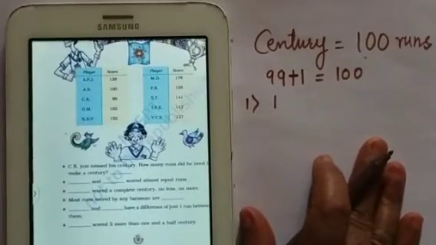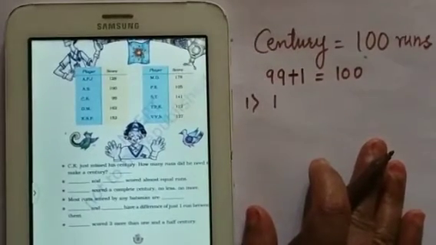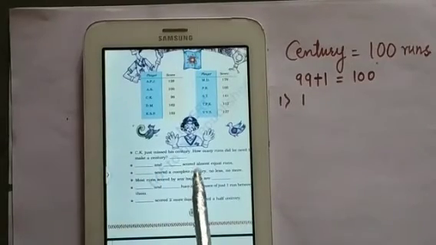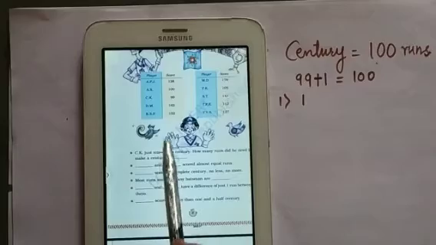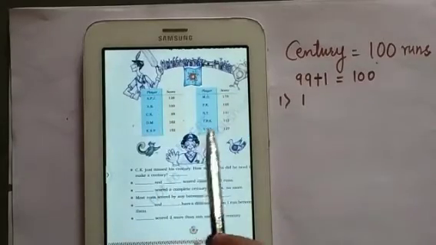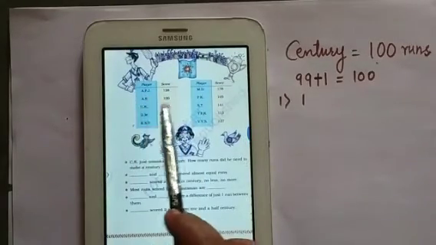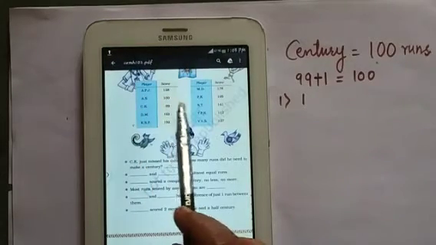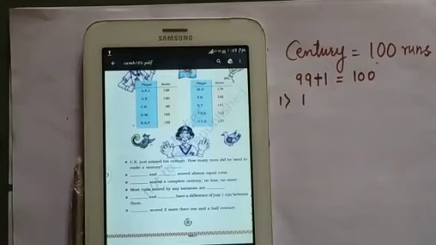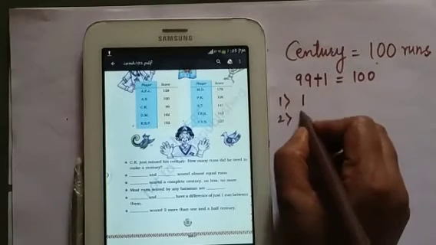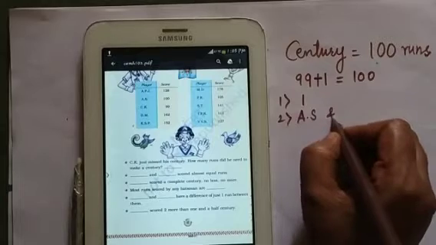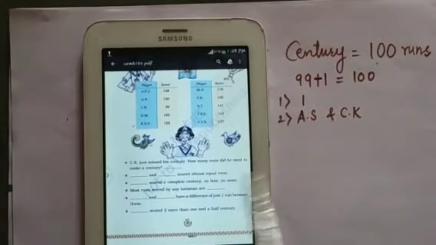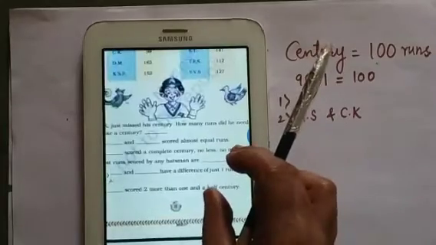Now, question number 2. Dash and Dash scored almost equal runs. So, what is the score of all these players? See here, AS. What is the score of AS? That is 100. And what is the score of CK? That is 99. It means AS and CK scored almost equal runs.